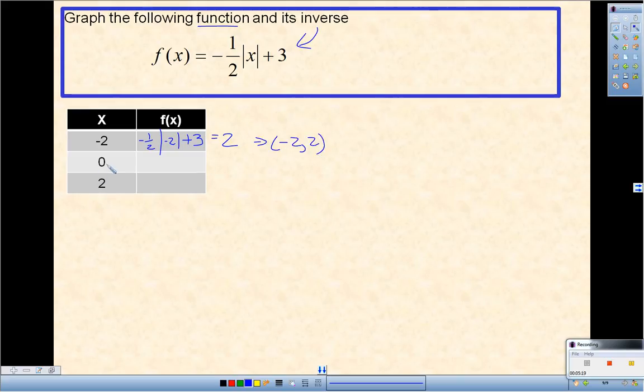All right, the next number I'm going to evaluate is 0. So negative 1/2 times the absolute value of 0 plus 3. Absolute value of 0 is 0. 0 times negative 1/2 is 0, and 0 plus 3 is 3. So that gives me the point 0, 3.